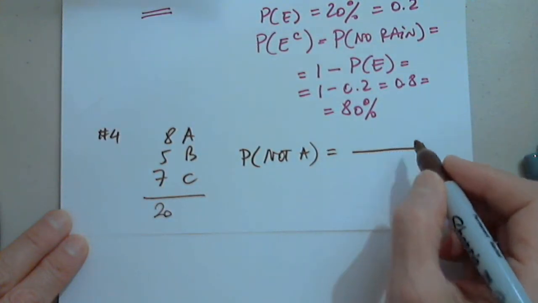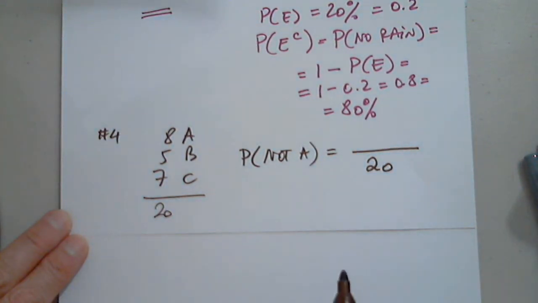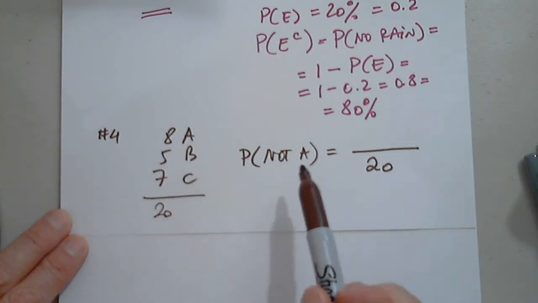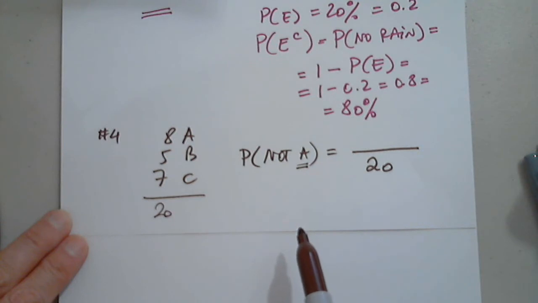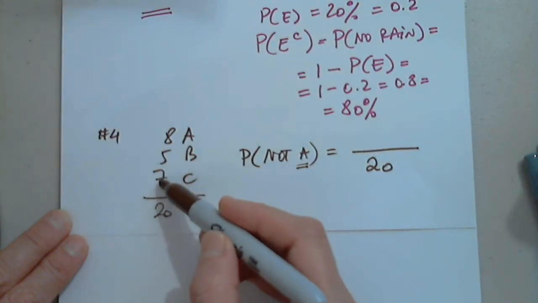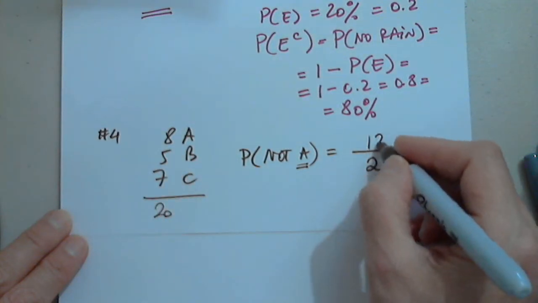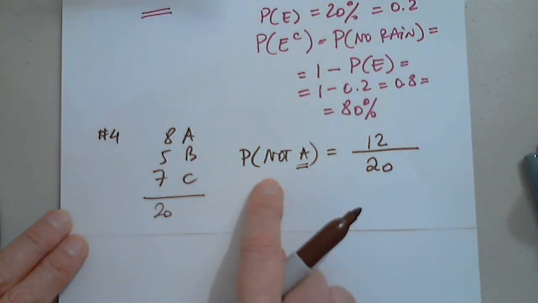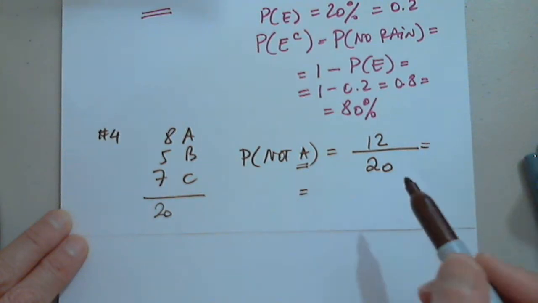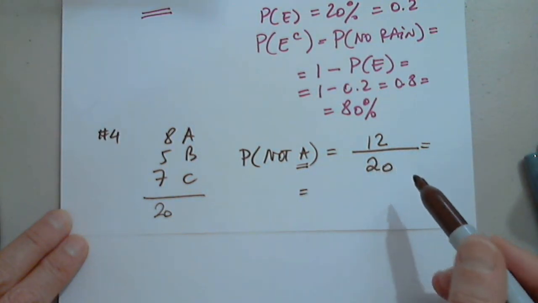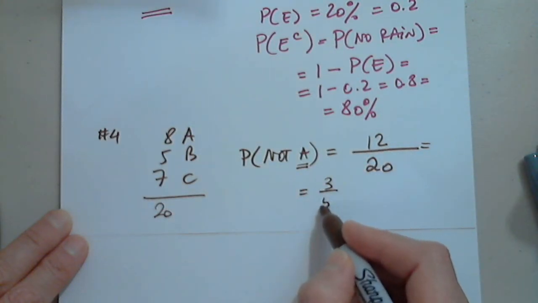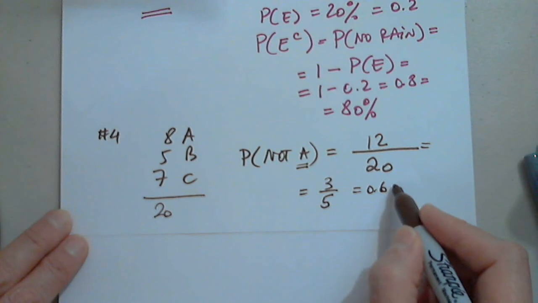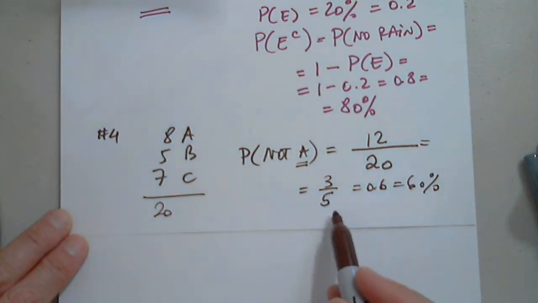So out of the total of 20, how many are not A? What is the total number of balls that are not A? 12. Yes, so it's 7 and 5, right? So that is 12. And this will be the probability for not A. I will simplify. What can I simplify by? I can simplify by 4, right? And I have 3 divided by 5, or 0.6 or 60%. I don't know what they want. One of these.